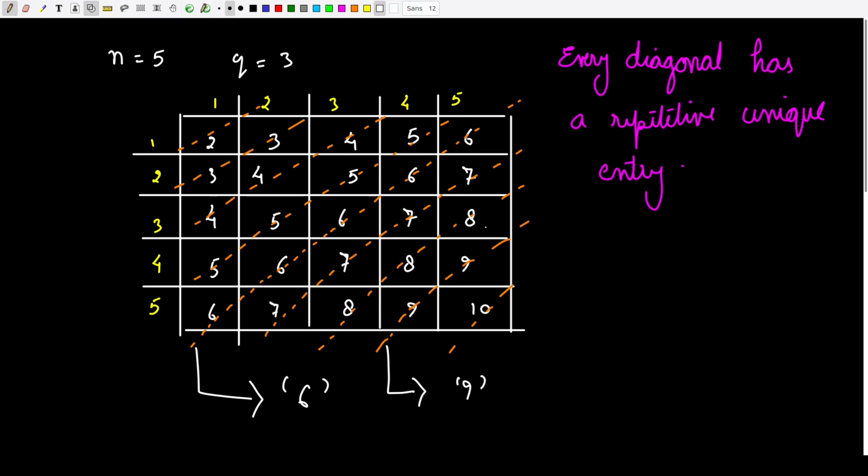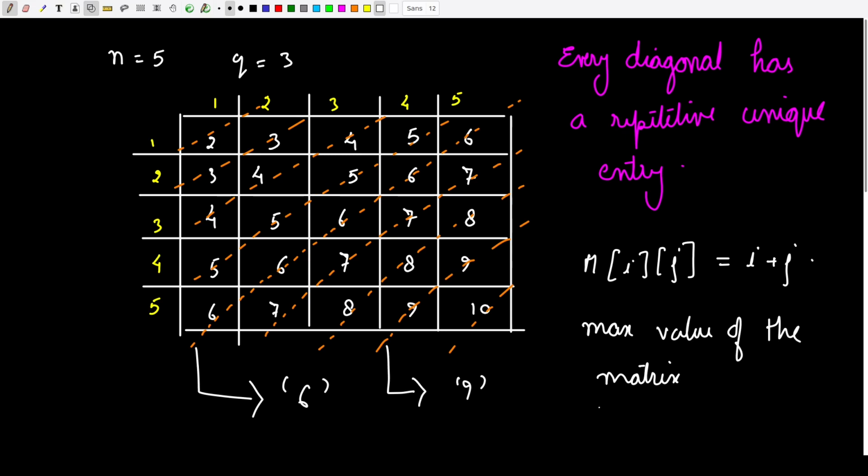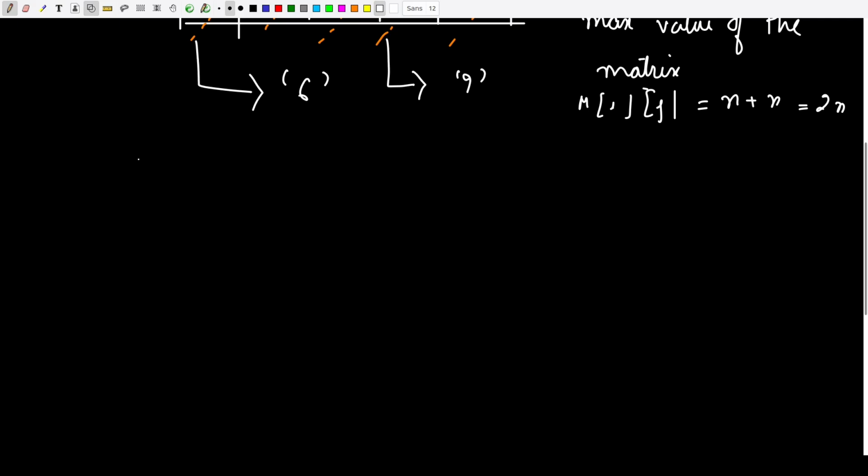Now let us see how we will be able to use this observation in order to solve this problem. Now as we know, matrix[i][j] has the value i plus j. So what is the maximum value of the matrix? Well, the maximum value of matrix[i][j] will be when i equals n and j equals n, which will be equal to 2n. Now we know that the maximum value the matrix can have is 2n.